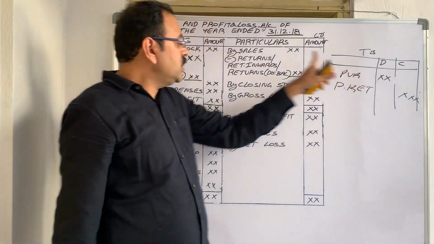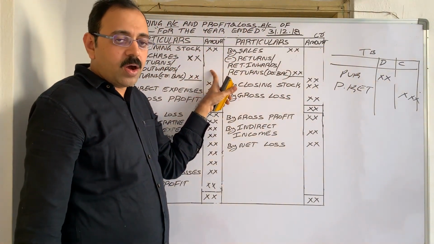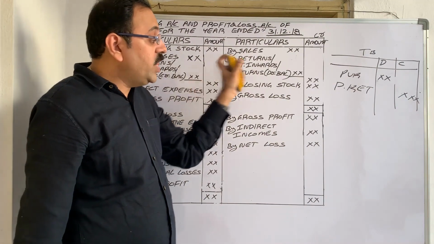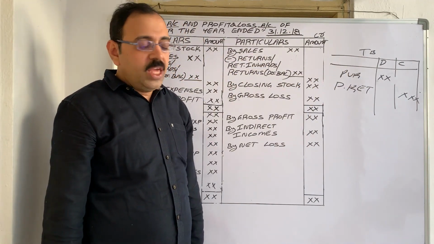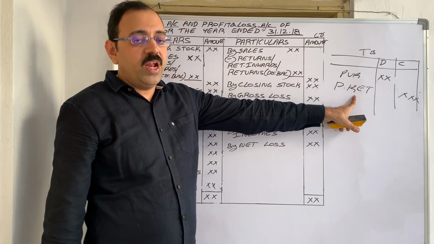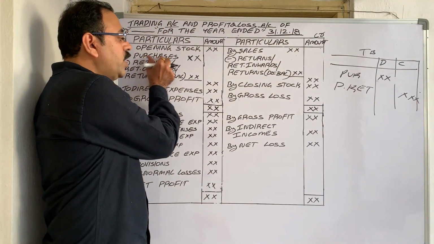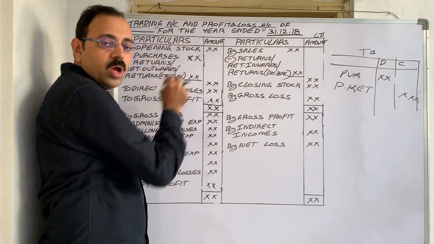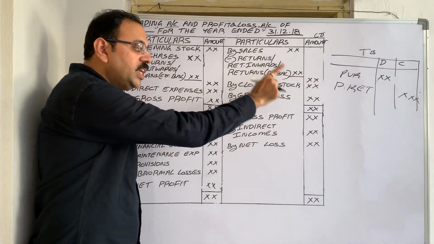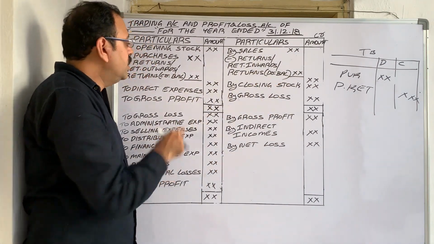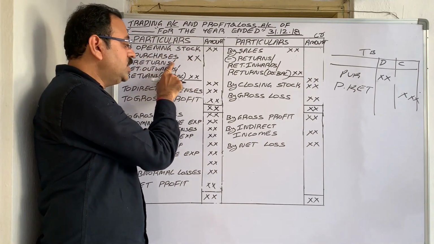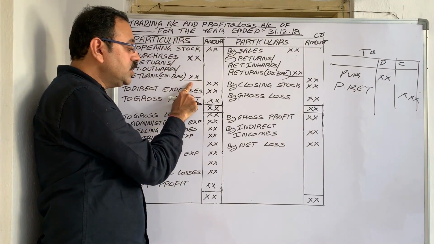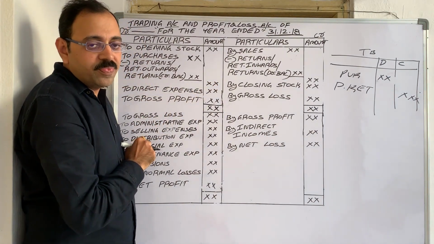When you are writing purchases on the debit side of the trading account, you have to observe whether any purchase returns are given in the question or not. If purchase returns are not given, then this purchase amount we directly write in the outer column. If purchase returns are given in the question, then take purchases in the inner column, deduct purchase returns, and write the net purchases in the outer column.